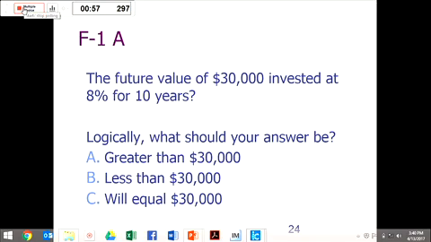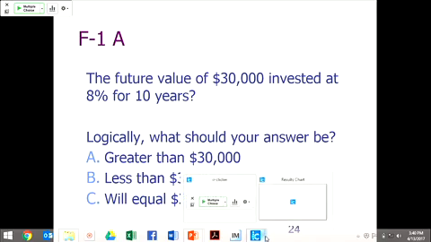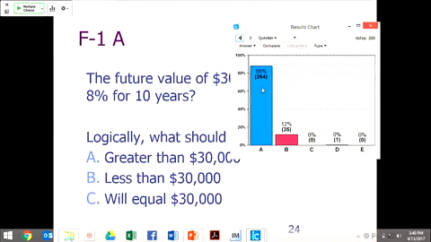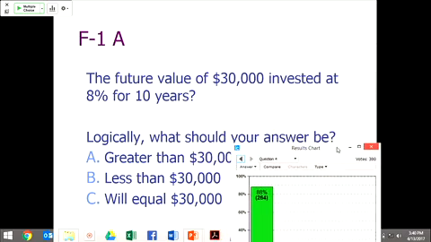The future value of $30,000 invested at 8% for 10 years. There is no D, so please don't select D. If it's saying the future value, what is that asking you for? What is the future value of 30,000? So the 30,000 is what you have today. It's literally asking you to find the future value. So it has to be something greater.